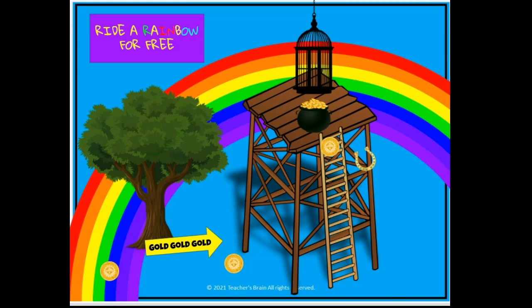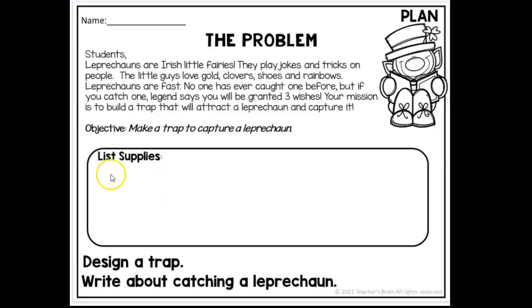Now once students have built their trap, and let's just say for example, if you're a student and your teacher wants you to do this at home and make a real trap with real boxes or cups or whatever, then they might, for example, give you this one. This is where you would list your supplies. What are you going to use to build your trap? And you can write them all in there and then go ahead and build your trap.